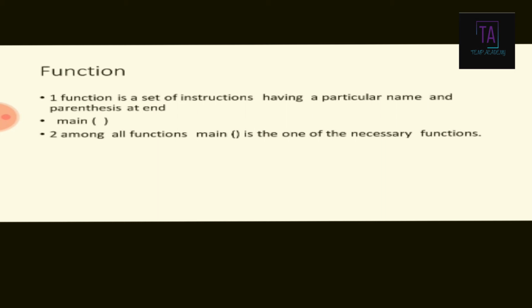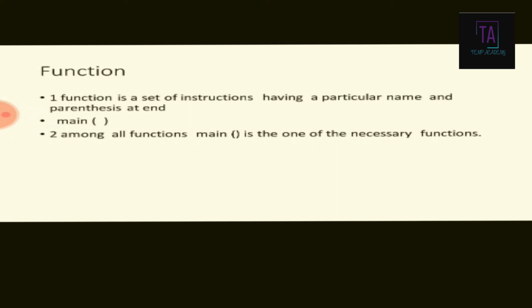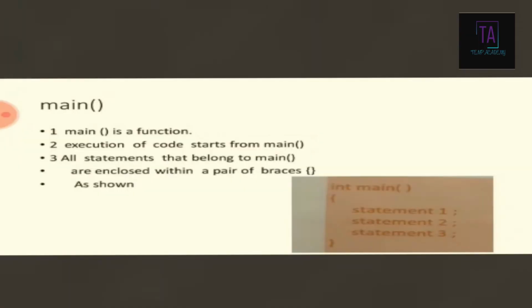First of all, main is a function, and why it is important, we have seen earlier that it is one among all. The second point is, among all functions, the main function is one of the necessary ones. This is the reason why it is important, because execution of the code starts from the main function. This is the reason.